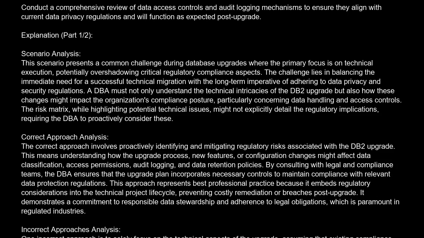The correct answer is D. Conduct a comprehensive review of data access controls and audit logging mechanisms to ensure they align with current data privacy regulations and will function as expected post-upgrade.